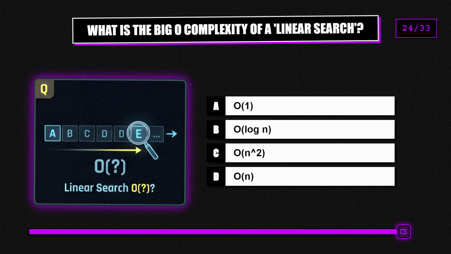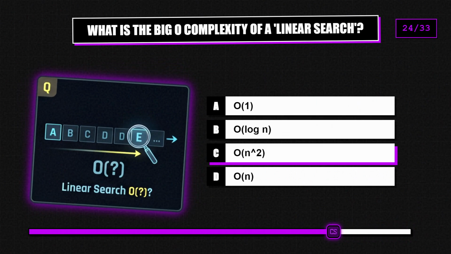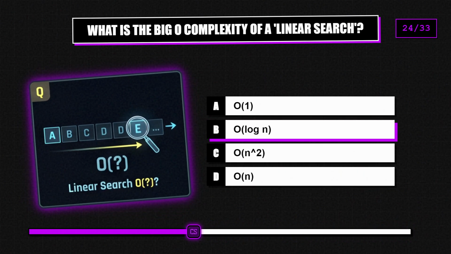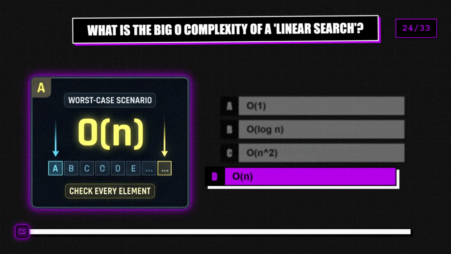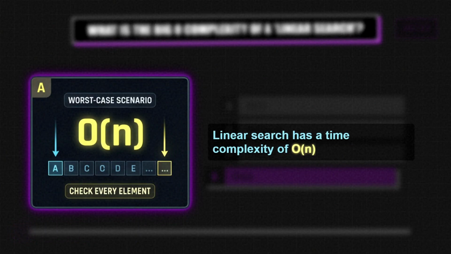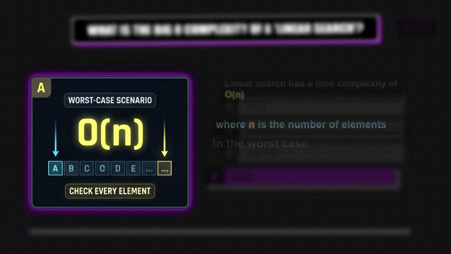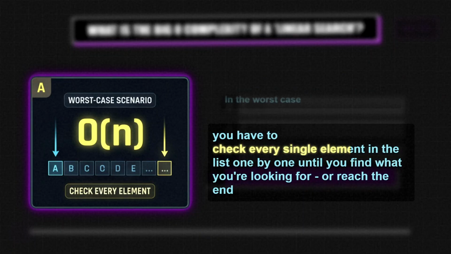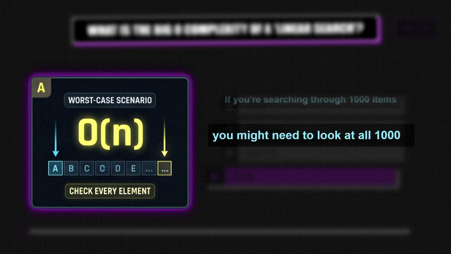What is the big O complexity of a linear search? Linear search has a time complexity of O(n), where n is the number of elements. In the worst case, you have to check every single element in the list one by one until you find what you're looking for or reach the end. If you're searching through 1,000 items, you might need to look at all 1,000 items.